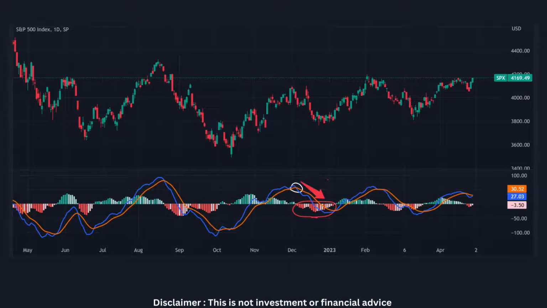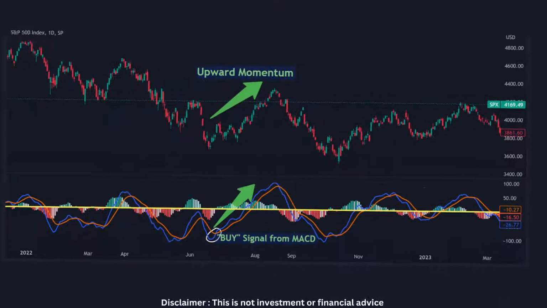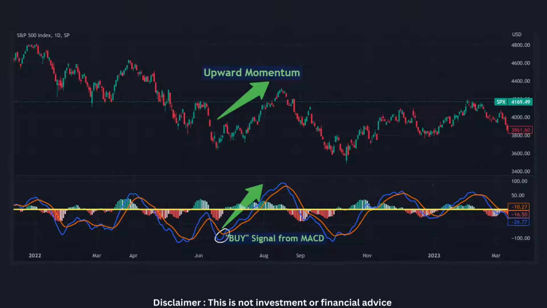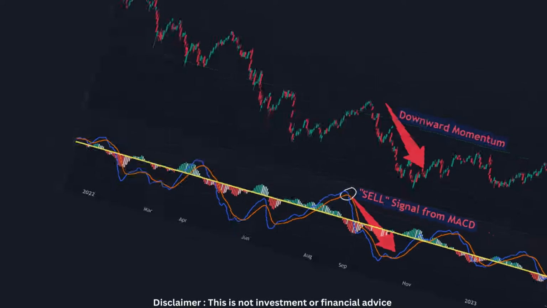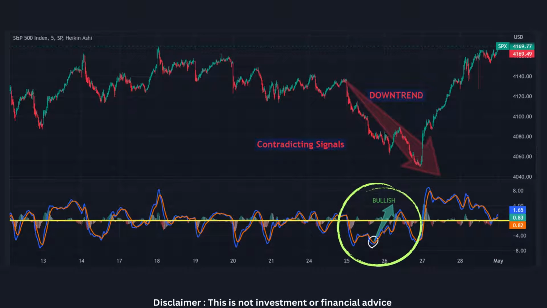Traders can also utilize the size of the histogram to determine the strength of the momentum itself. If the MACD crosses above the signal line while the histogram is getting larger, it shows us that the upwards momentum is getting stronger. Similarly, if the histogram is getting smaller in size, it indicates that the upwards momentum is getting weaker. Now let's talk about the different strategies that you can use with the MACD indicator.